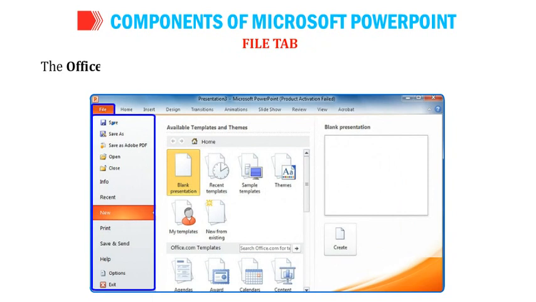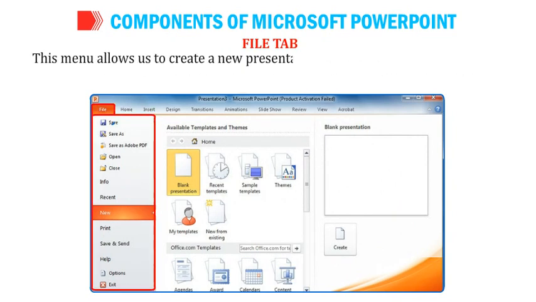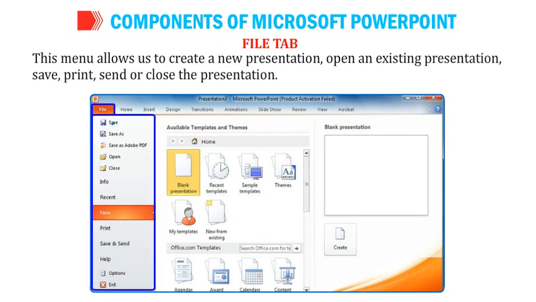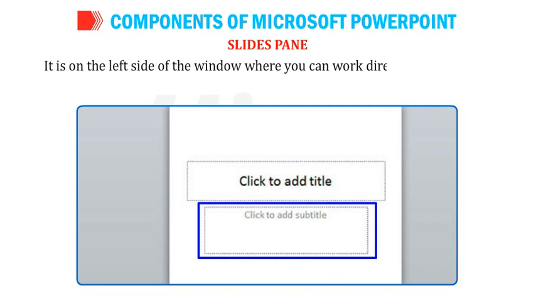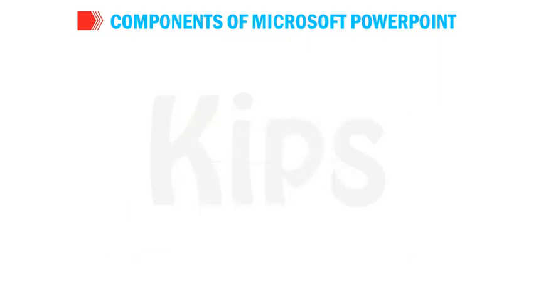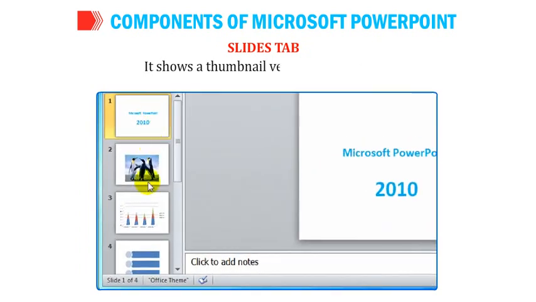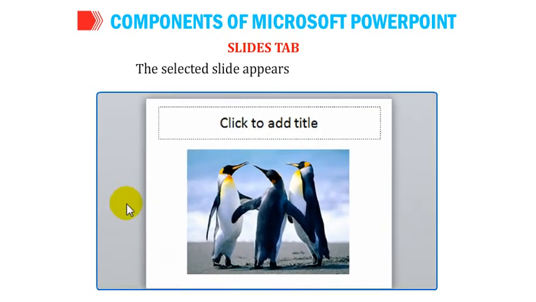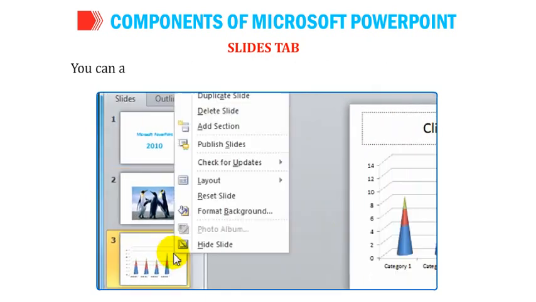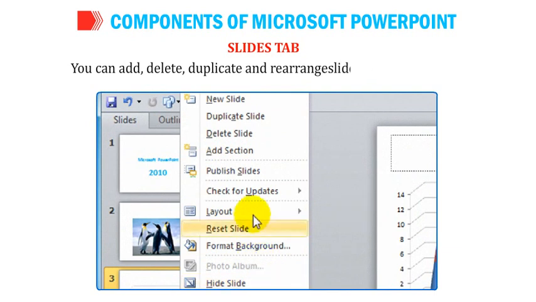File tab. The Office button of Microsoft Office 2007 has been replaced by the File tab. This menu allows us to create a new presentation, open an existing presentation, save, print, send, or close the presentation. Slides pane. It is on the left side of the window where you can work directly on individual slides. Slides tab. It shows a thumbnail version of each slide. If you want to see the large view of any thumbnail, click on it. The selected slide appears in the Slides pane. You can add, delete, duplicate, and rearrange slides in the Slides tab.